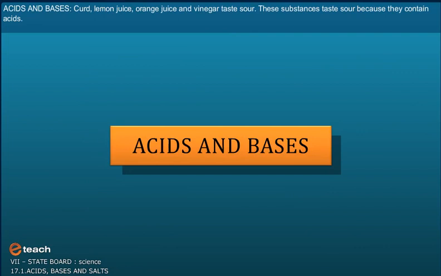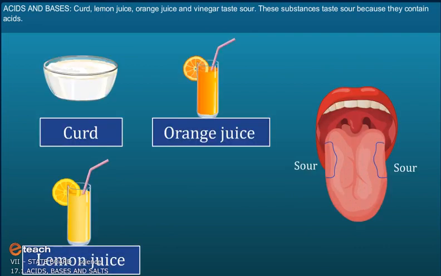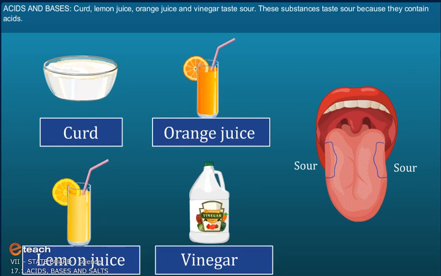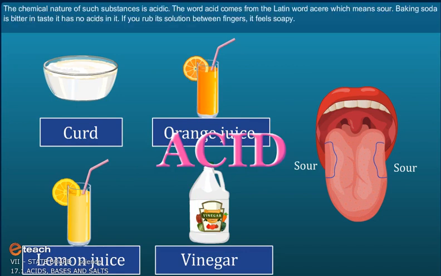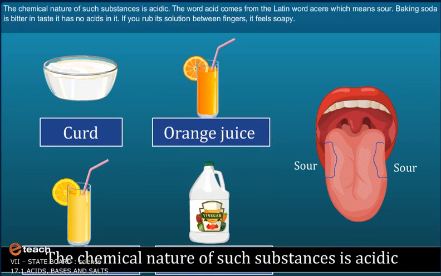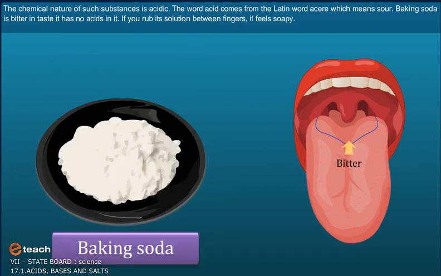Acids and bases. Curd, lemon juice, orange juice, and vinegar taste sour. These substances taste sour because they contain acids. The chemical nature of such substances is acidic. The word acid comes from the Latin word acere, which means sour.